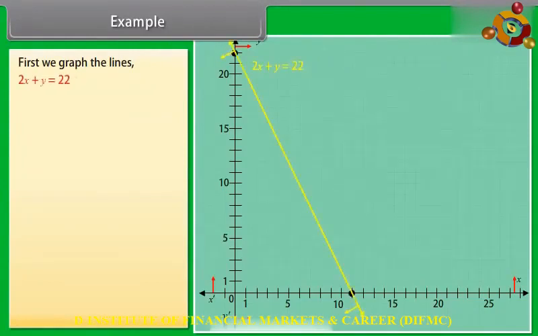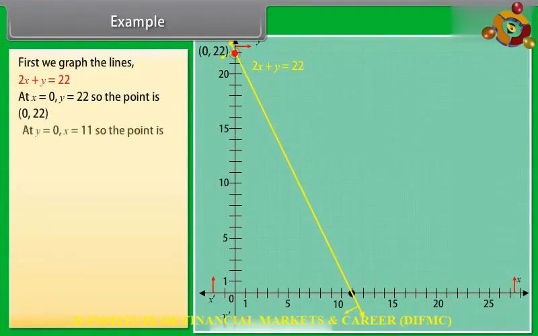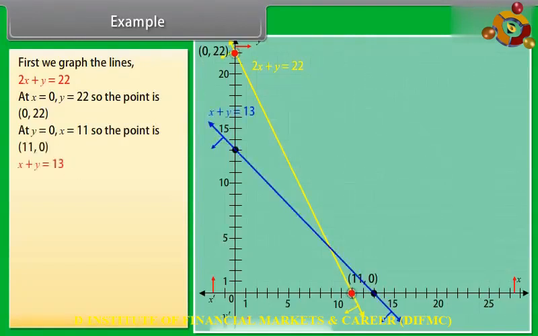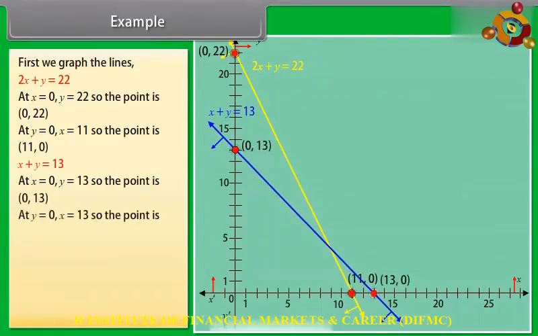2x plus y is equal to 22. At x is equal to 0, y is equal to 22. So, the point is 0, 22. At y is equal to 0, x is equal to 11. So, the point is 11, 0. X plus y is equal to 13. At x is equal to 0, y is equal to 13. So, the point is 0, 13. At y is equal to 0, x is equal to 13. So, the point is 13, 0.